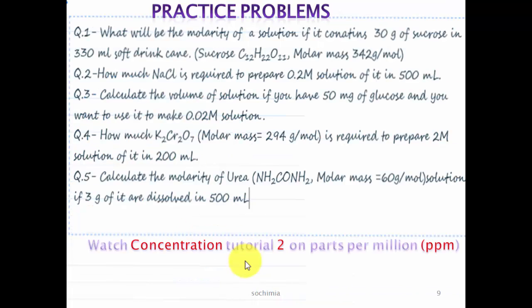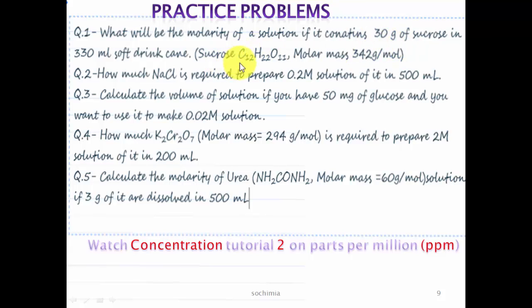We have some practice problems for you here. These are 5. You can do them as your homework. This is very simple, and the formula which we have just discussed is to be used here. For example, in question number 1, we have to calculate the molarity of a solution if it contains 30 gram of sucrose in 330 ml of a soft drink can, and the quantity of sucrose there is approximately 30 grams.